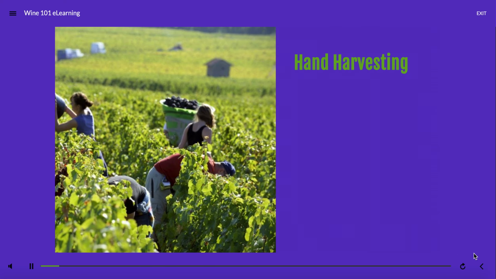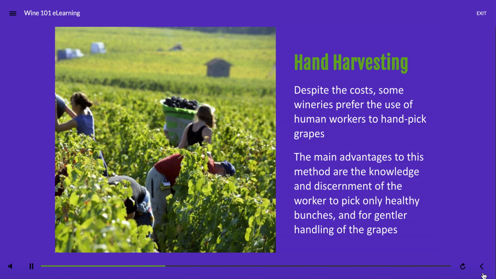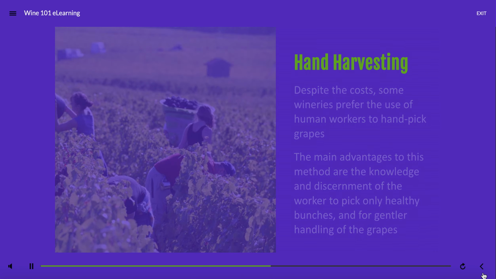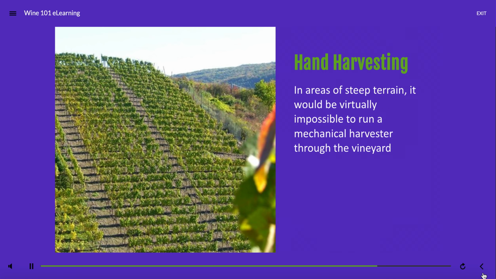Hand harvesting. Despite the costs, some wineries prefer the use of human workers to hand pick grapes. The main advantages to this method are the knowledge and discernment of the worker to pick only healthy bunches, and for gentler handling of the grapes. In addition, the production of some dessert wines requires individual berries to be picked by hand. In areas of steep terrain, it would be virtually impossible to run a mechanical harvester through the vineyard.